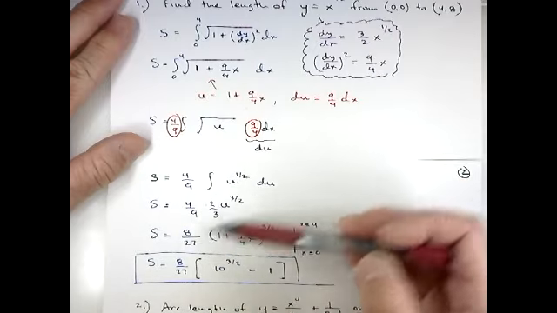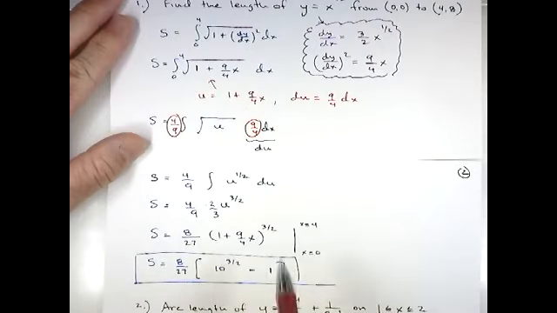I just multiplied these together, so I have 8/27. If I plug in 4, that will cancel here. I'll have 1 plus 9, which is 10 to the 3/2. If I plug in 0, I'll have 1 to the 3/2, and 1 to any power is just going to be 1.